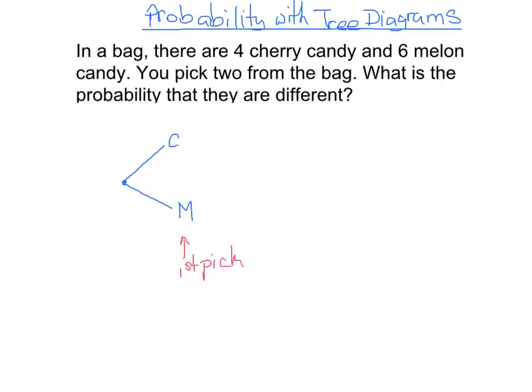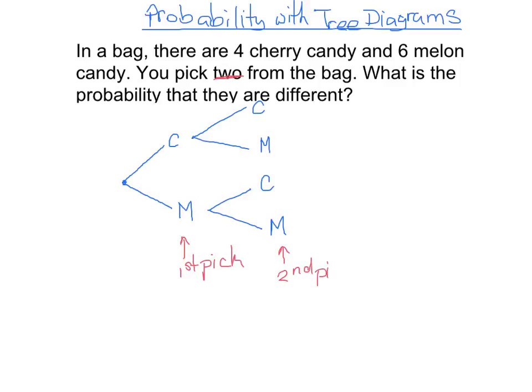Now, after you pick your first candy, it says to pick a second. So again, either you pick a cherry or you pick a melon. You could go either direction. If you picked a melon, the second choice could either be a cherry or another melon. So that second line there is for our second pick.